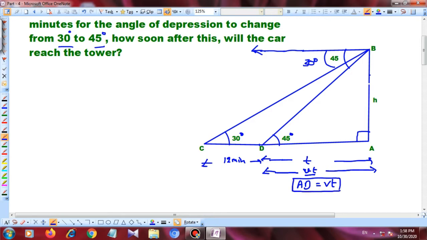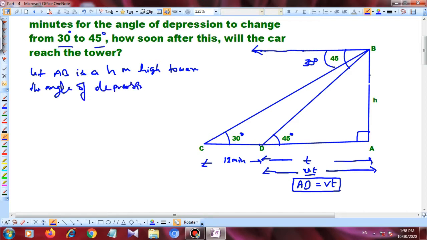Right? So our statement will be: let AB be an H meter high tower, and the angles of depression at C and D are 30 degrees and 45 degrees respectively.